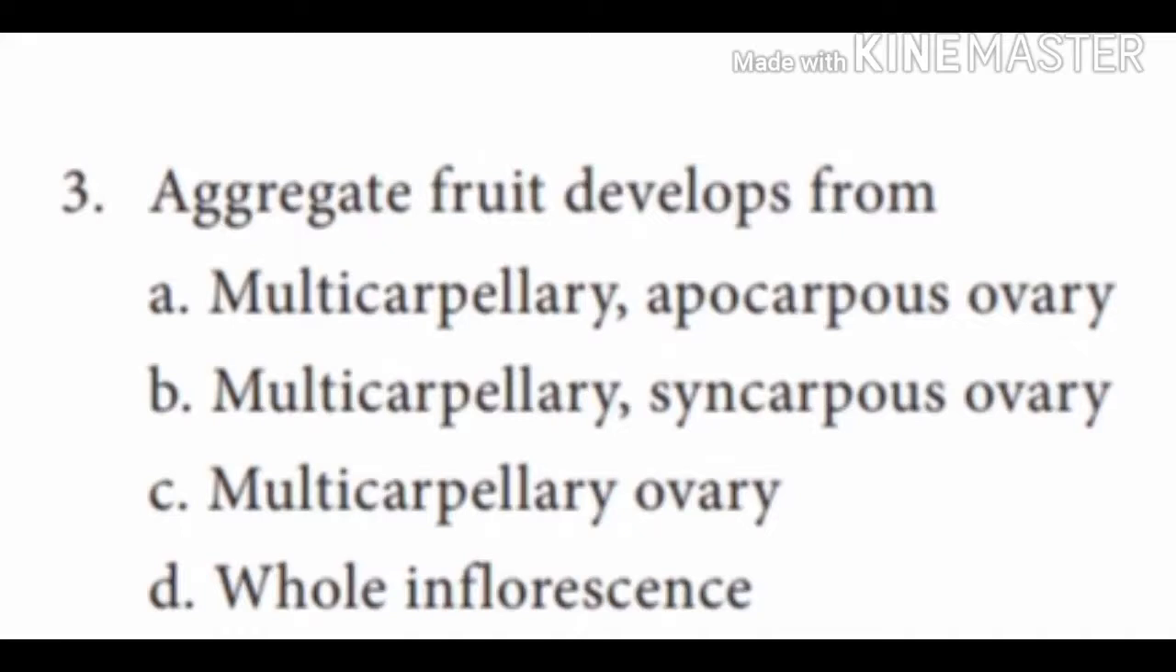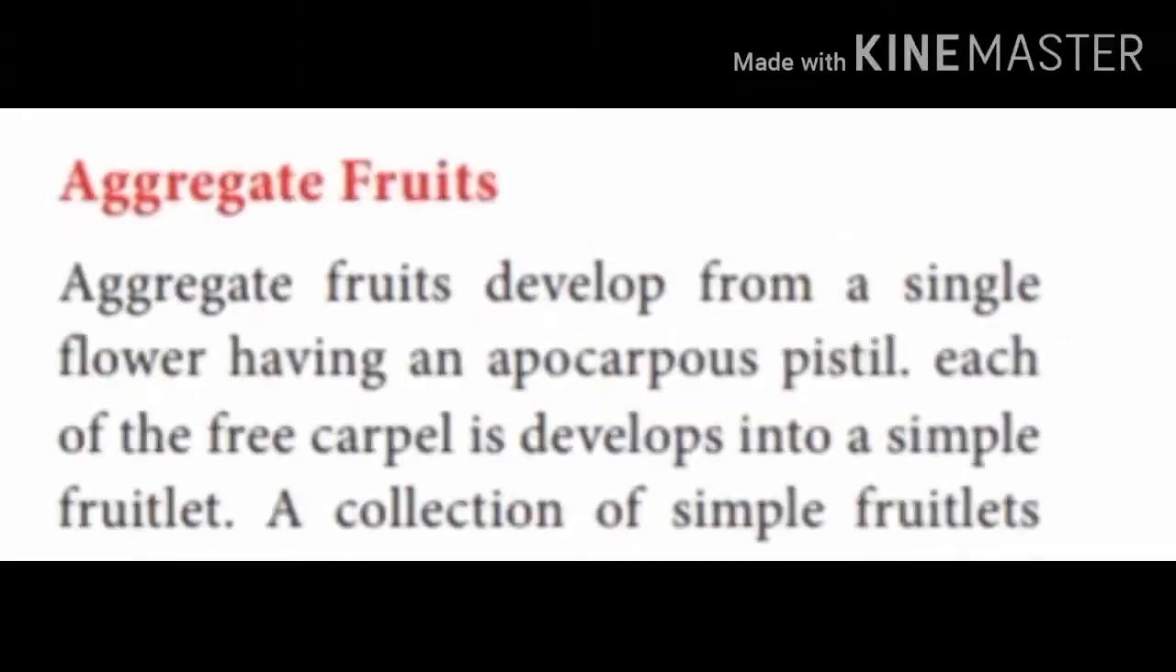Question, aggregate fruit develops from. There are 4 options given. To learn this, let's move to page number 117. You can find the aggregate. It develops from a single flower. The flower is single, but it has got many ovaries, and the ovaries all are apocarpous pistil.